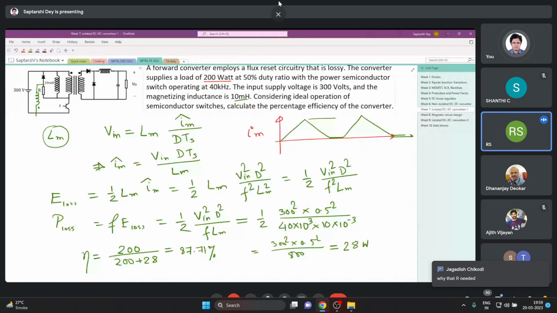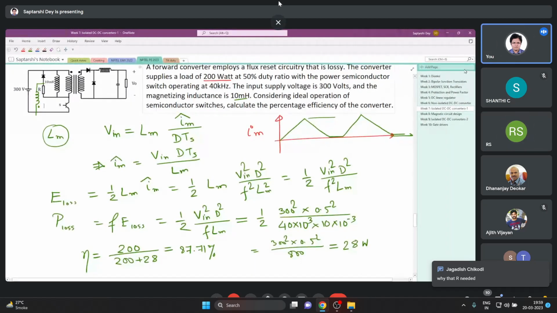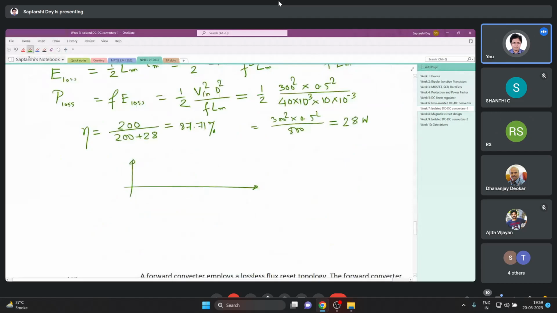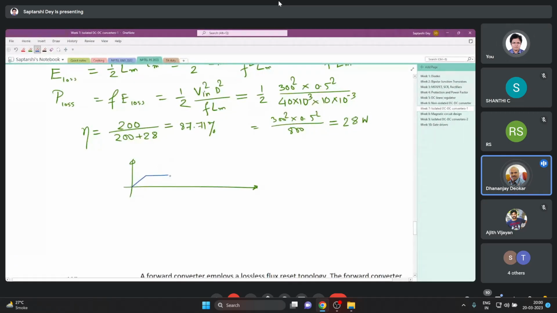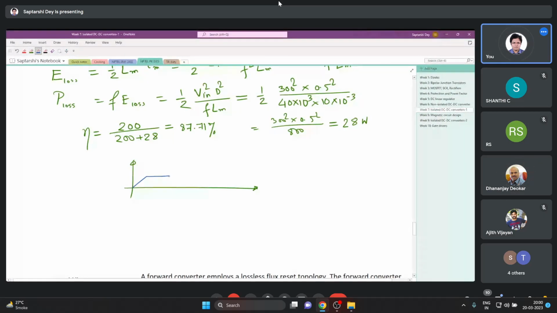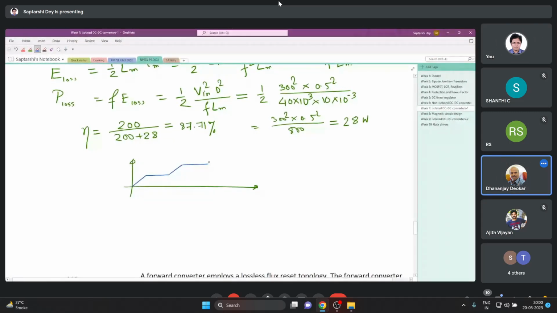Jagadish is asking why that R is needed. If we do not have R, then how will the inductor current look? If you don't have R, then the inductor current will look like this. It will go into saturation, and at some point it will short circuit the supply voltage.